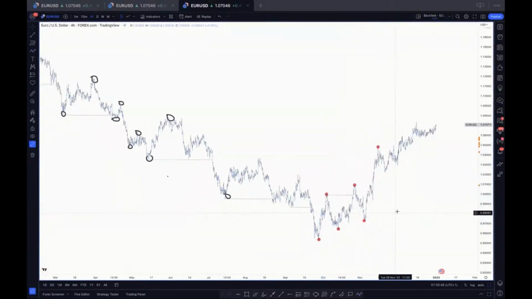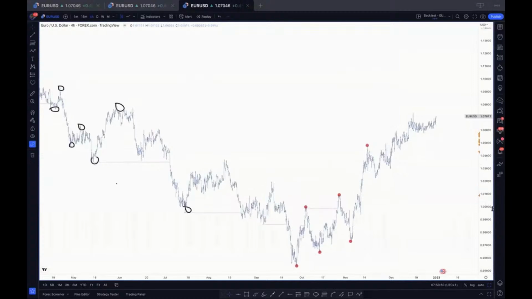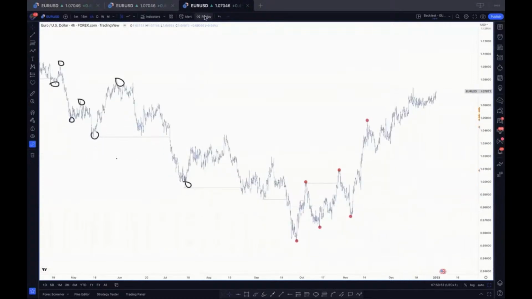So to do that, what I'm just going to do is I'll replay this. I'm going to use this replay icon here, this bar replay. Like I mentioned earlier, this bar replay allows you to break or go back in time and replay what it's going to look like.